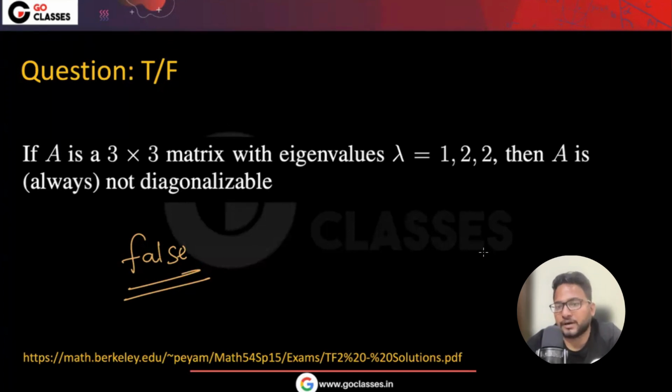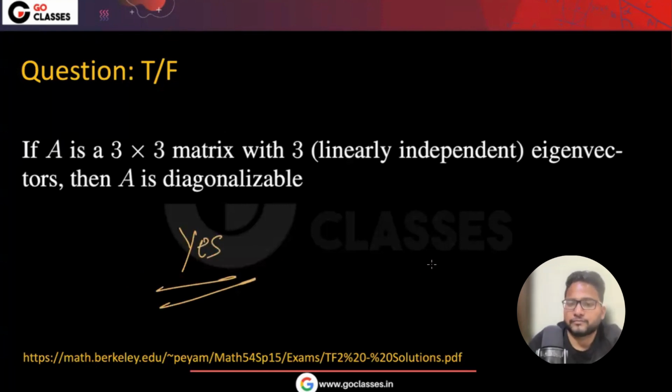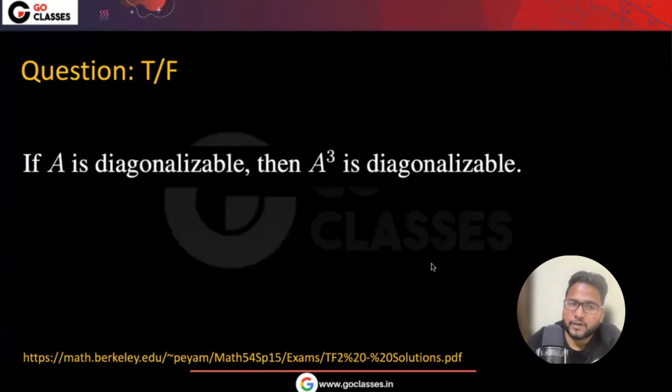Yes. What if A is symmetric? Symmetric matrices are always diagonalizable. Let's just see this. If A has three linearly independent eigenvectors, then A is diagonalizable. Obviously, yes, right? This is the definition. Let's just see this. If A is diagonalizable, then A square is also diagonalizable.